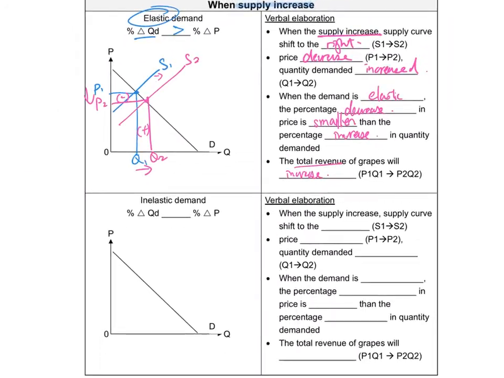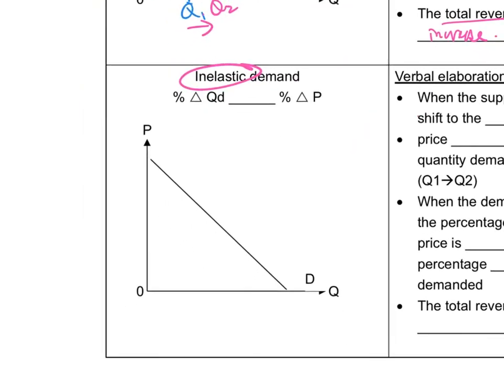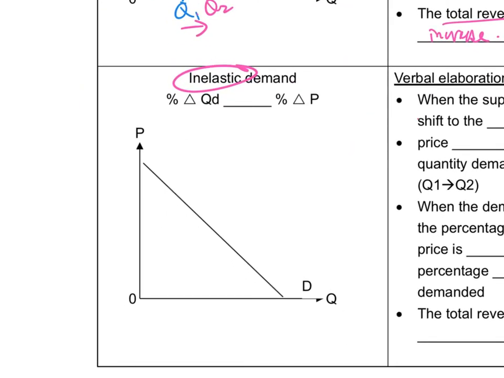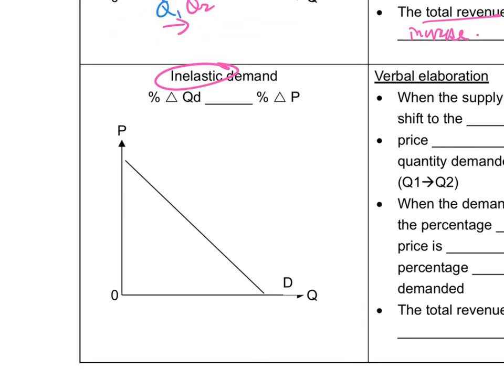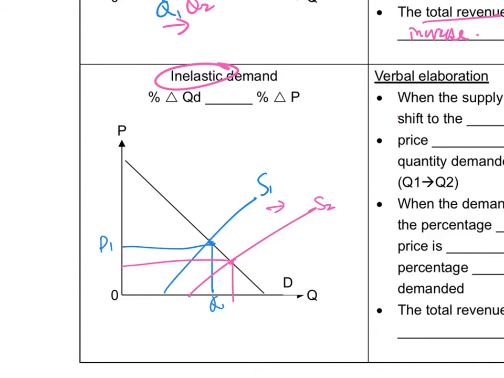If the supply increases for elastic demand, it is similar. Just put the equilibrium point on the lower part of the diagram, P1 Q1. Then we have S1 here, and we have an increase in the supply, so we have P2 here, Q2 here. For the drop in price, we have a minus here. The quantity increases, so we have a plus here.